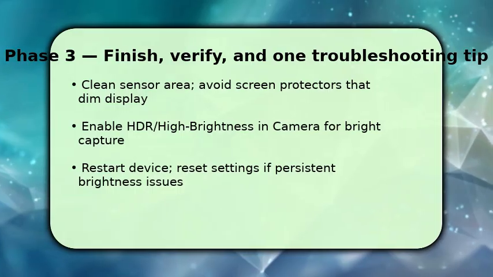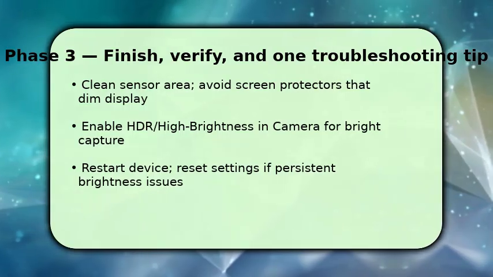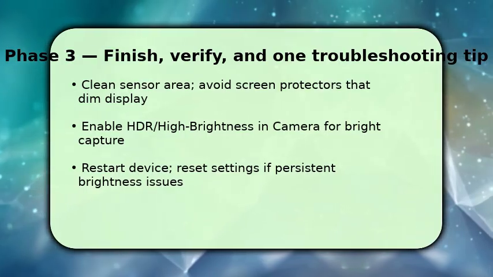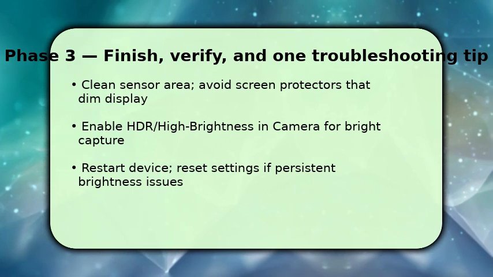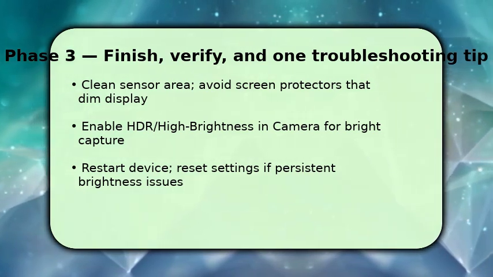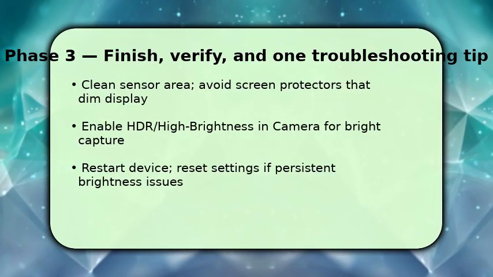For photos and video, enable HDR and use high brightness capture modes in camera to maximize output when previewing. If brightness still seems limited, restart the iPhone, and if needed, reset all settings to clear configuration conflicts. Troubleshooting tip: if problems persist, contact Apple support for potential hardware diagnostics.